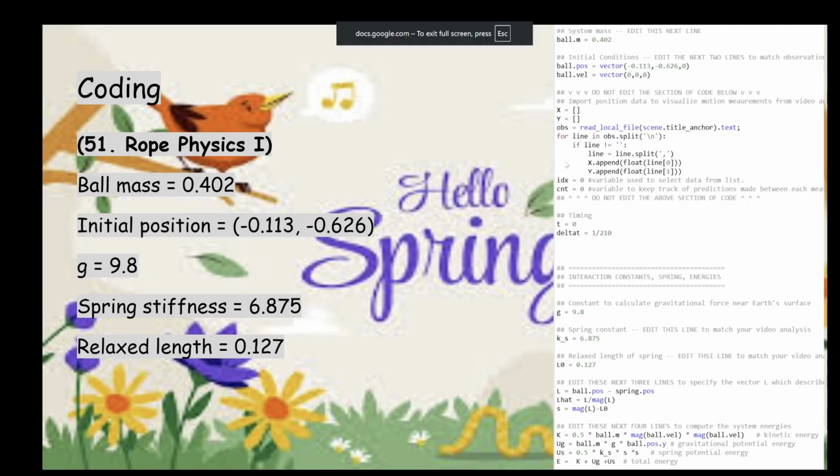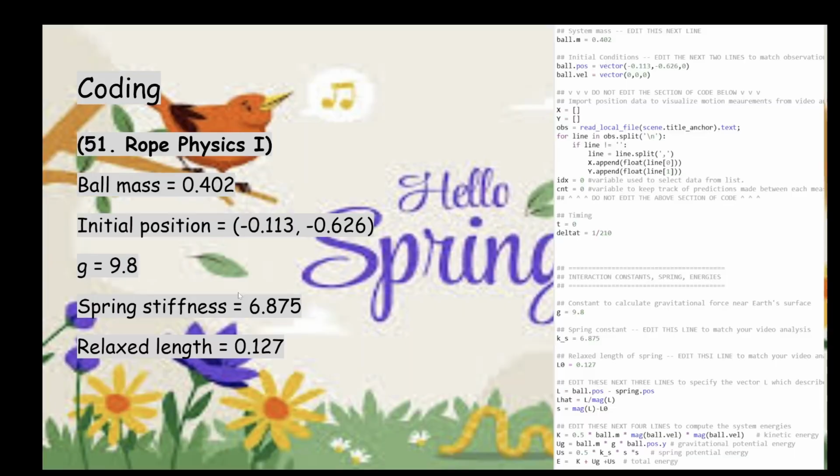So coding, how do we code the spring in WebPython? We had a video that we used in Canva, which was the video you saw in Tracker. And within the video, we were given some initial conditions: the ball mass was equal to 0.402, the spring system stiffness was 6.875, and the relaxed length was 0.127. Our initial position was what we got off the tracker. So yeah, and this is everything here.